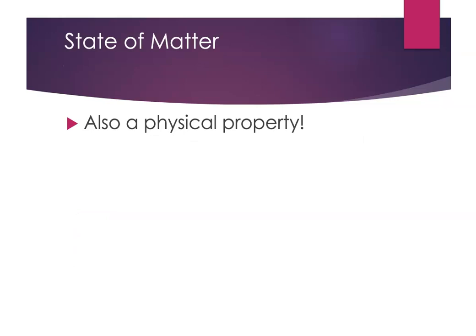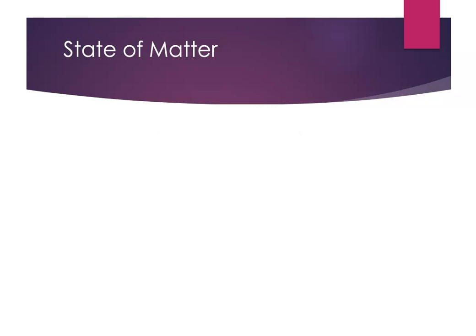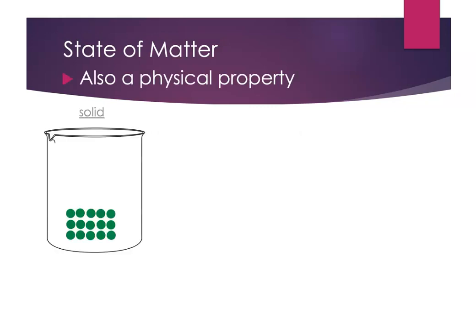Another physical property is state of matter, and of course we experience these all the time, and you probably have a lot of prior knowledge with this. So we might be talking about solids. So if we have a solid, we're talking about a sample where the volume and the shape are fixed, right? And on a particle level, we're talking about particles that are usually very, very closely packed in a solid.